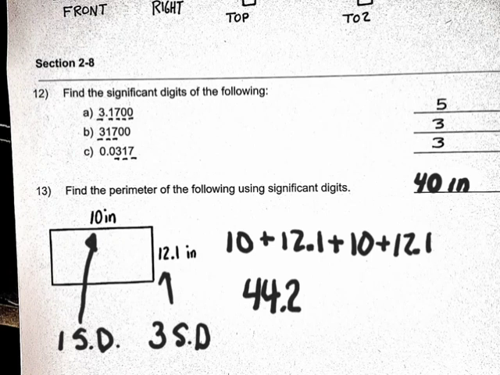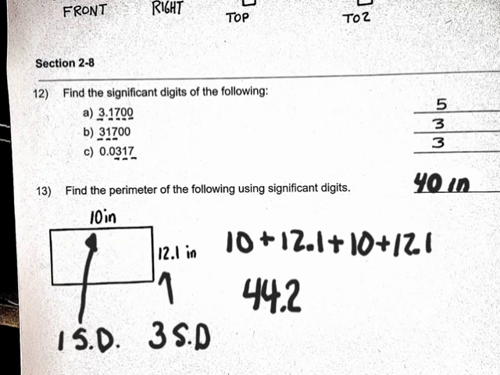For 12b, we're looking at the 3 being significant, the 1 being significant, the 7 being significant, but the 2 zeros are only there to be placeholders. So 3 significant digits. For C, even though there are 2 zeros there and a decimal point, the decimal point and the zeros are just pushing where the 317 is. So again, only 3 significant digits.